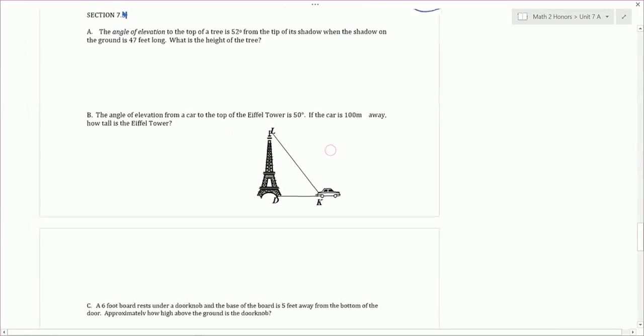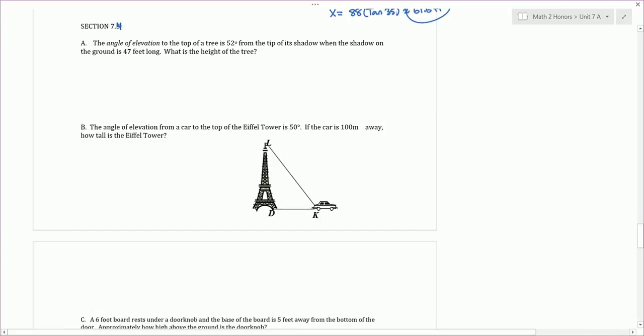Section 7.4. The angle of elevation to the top of a tree is 52 degrees from the tip of its shadow when the shadow on the ground is 47 feet long. What is the height of the tree? So here we're considering a tree, so here's my tree, and we have its shadow on the ground.